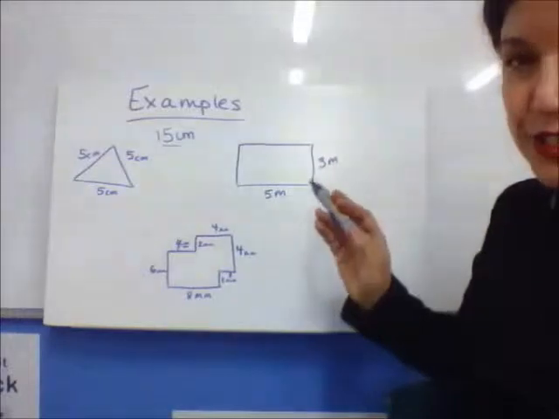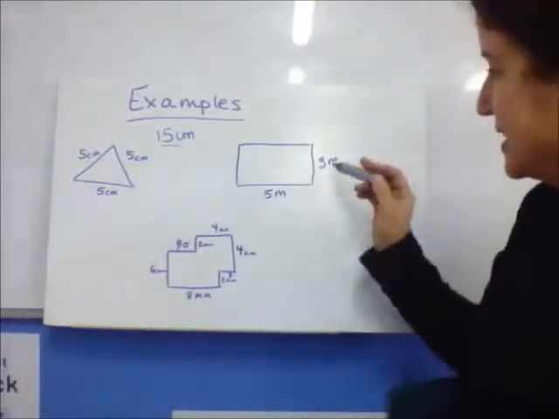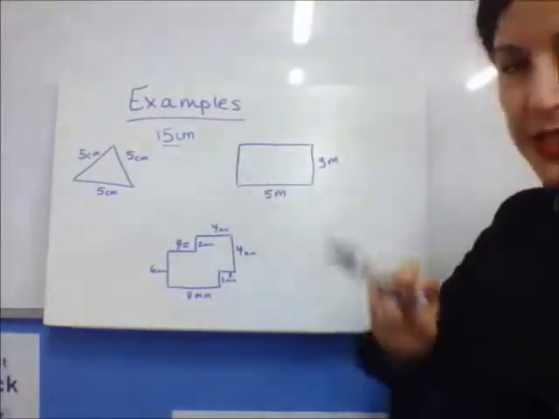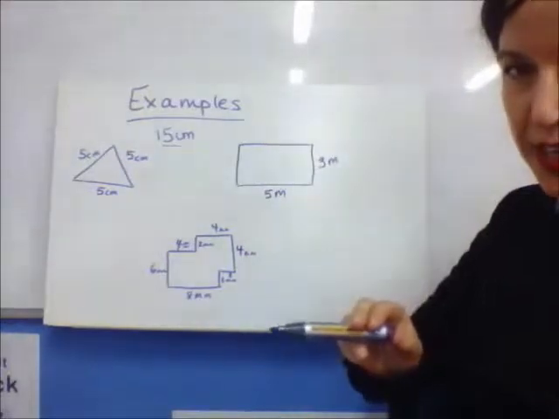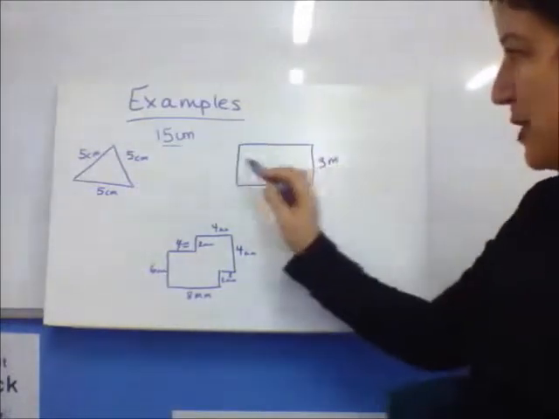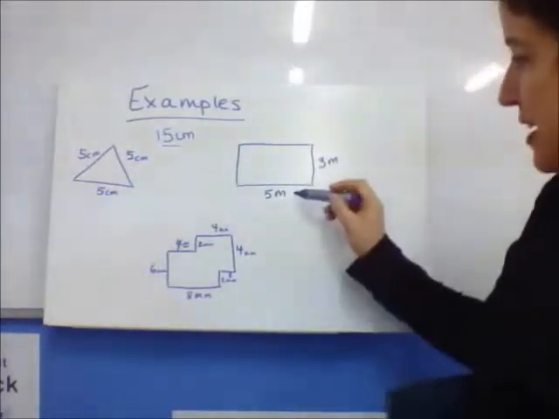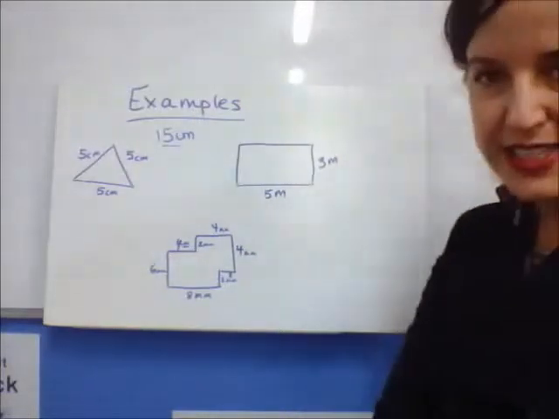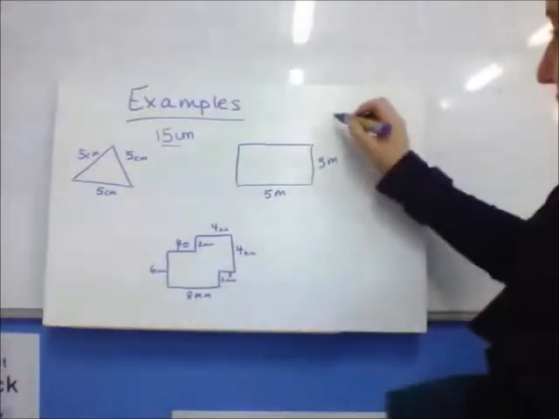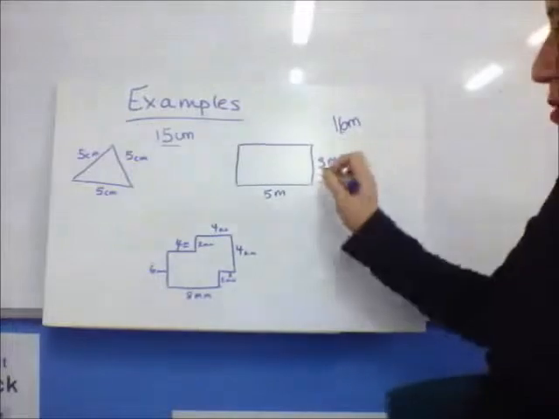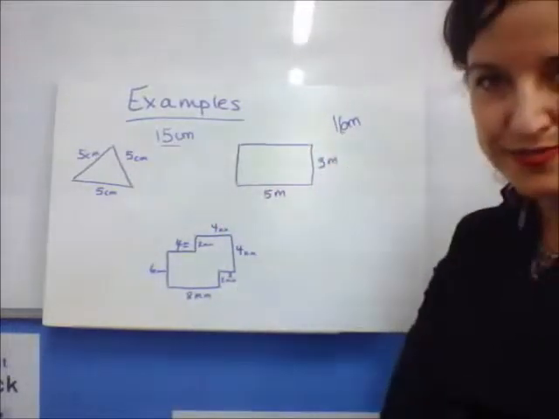And if we look here, we've got a rectangle. Well, only 2 of the sides are marked. No problem, because we know that opposite sides of the rectangle are going to be equal. So this must be 3 plus 3, so that's 6. Add that to the 5 plus 5, that's 10. And we get 16 meters.